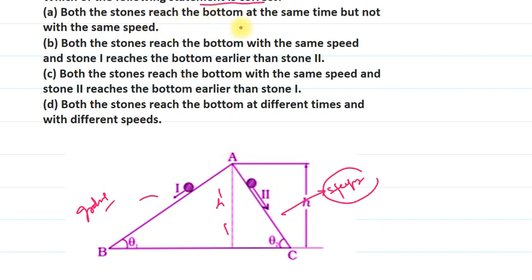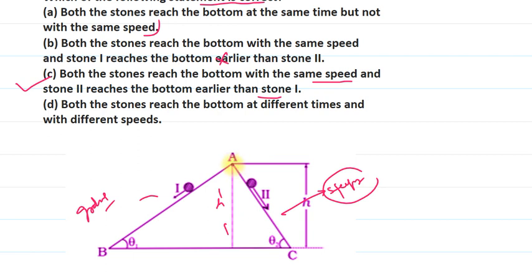Option: both stones reach the bottom at the same time but not with the same speed. Option: both stones reach the bottom with the same speed but stone 1 reaches the bottom earlier than stone 2. This one is clearly a wrong statement. Both reach at the same time but not with the same speed, let's look into why this is not the answer. Basically the answer is that both stones reach the bottom with the same speed, and stone 2 reaches the bottom earlier than stone 1. So that is the answer.